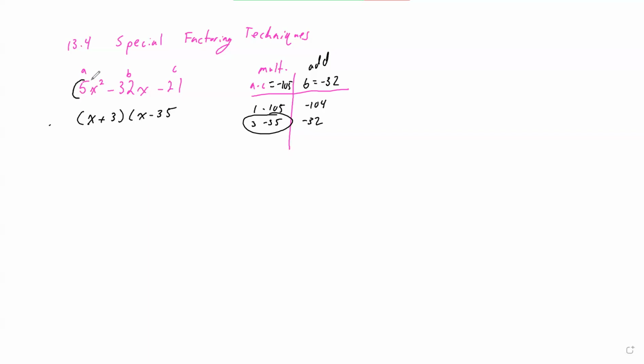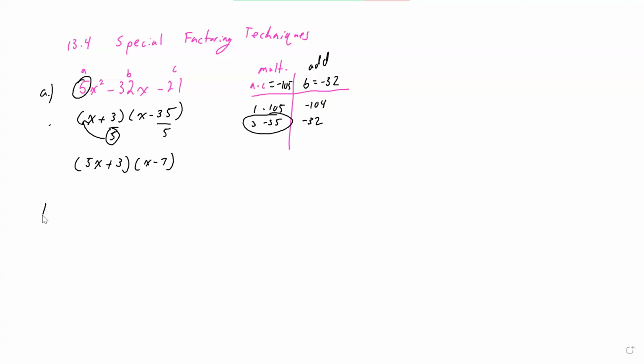Don't forget we have to divide by that a. So I'm going to divide both of them by 5. I can't reduce the fraction, like I can't reduce 3/5. I move the denominator over and it becomes 5x plus 3. 35 divided by 5 is in fact 7. So that was the first one.